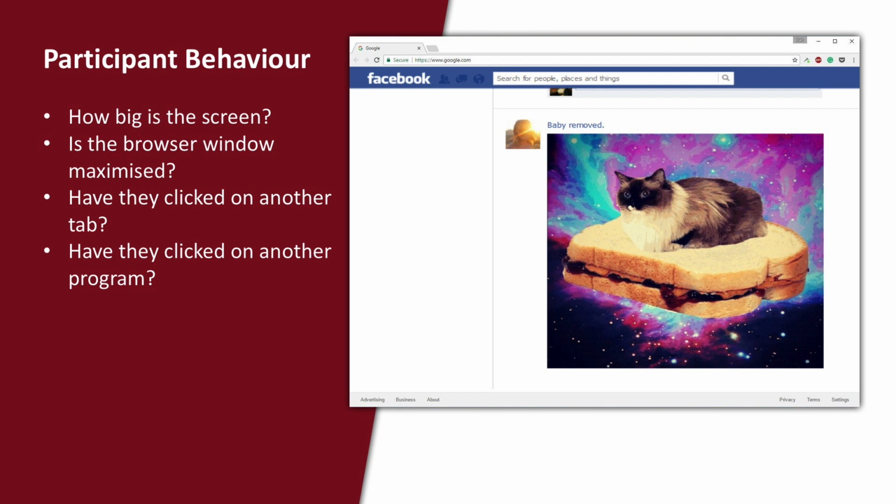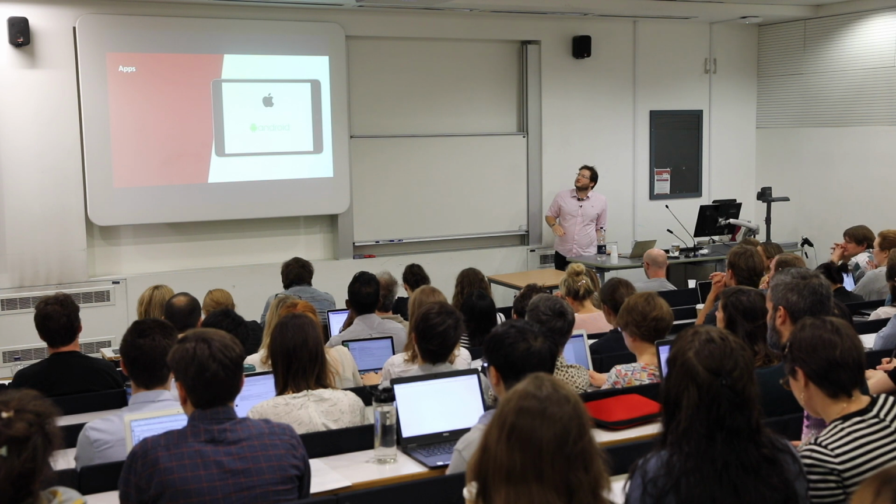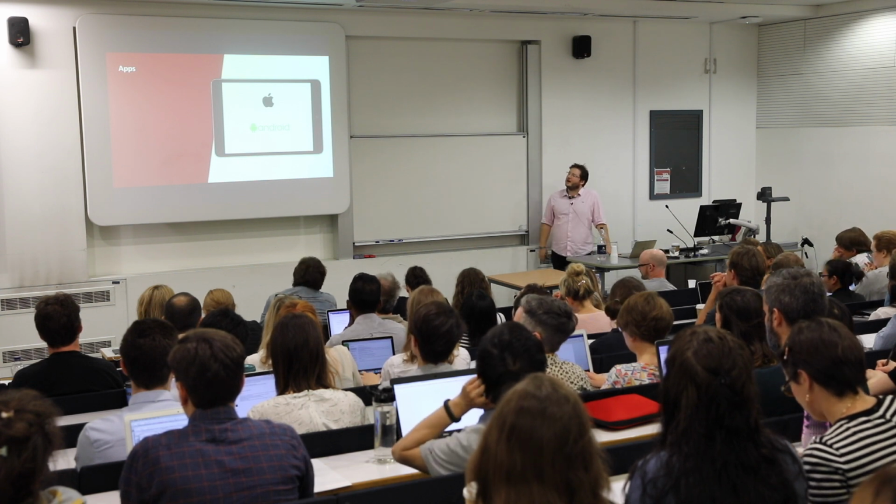So if they do click on something else, if they do click on a different tab or open a different thing, you can at least find that in your data, and then you can decide how to handle that when you do your analysis. Right, so that's a very, very quick overview of HTML5 and browsers as a platform.